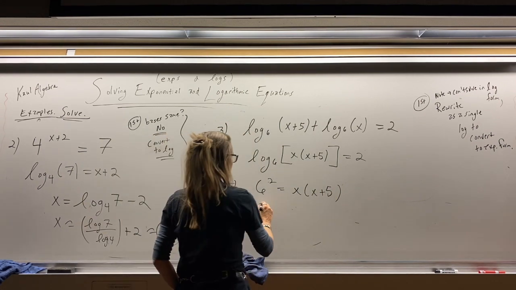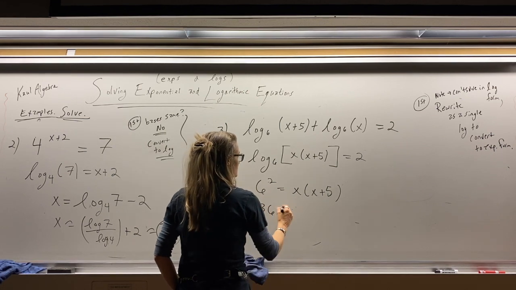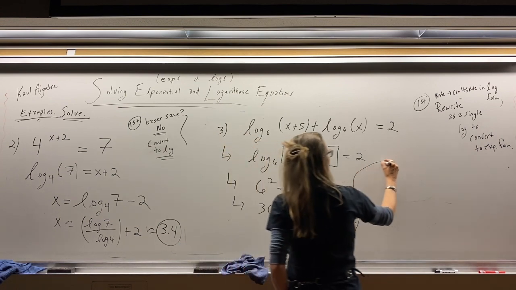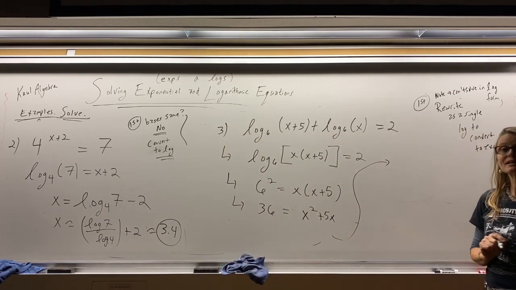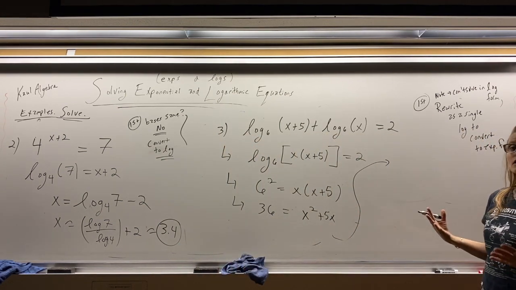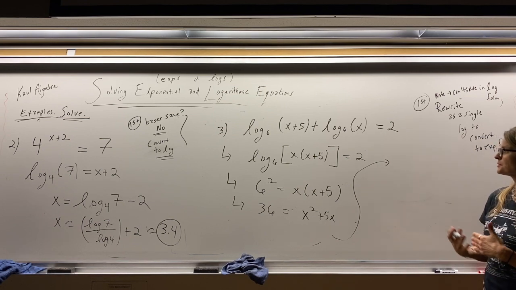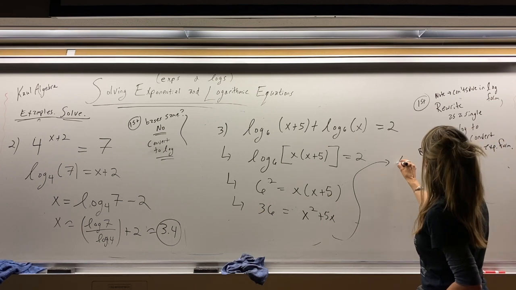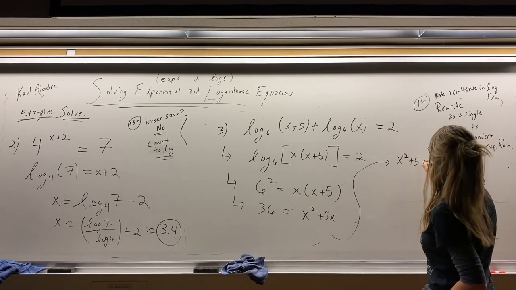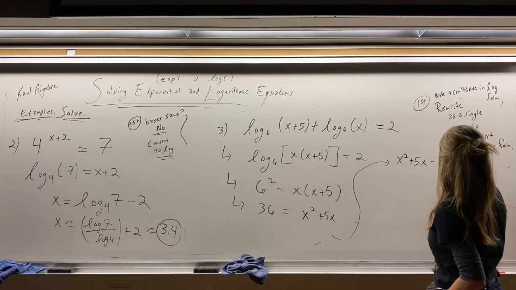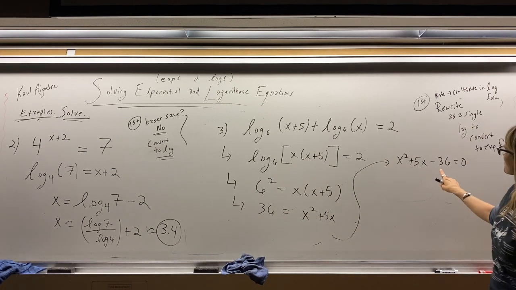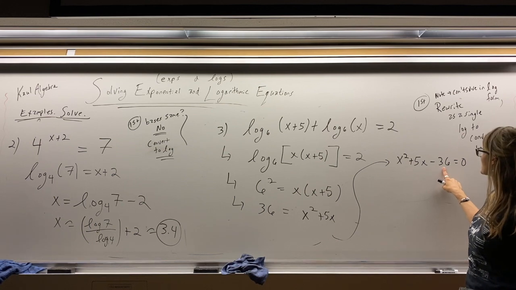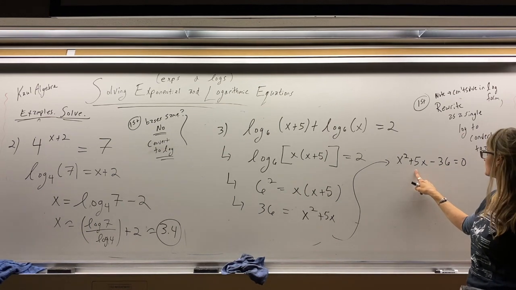This becomes 36 equals x squared plus 5x. And we ended up with an equation that's a quadratic. So we had a log equation that's transformed into a quadratic. So what we have is x squared plus 5x minus 36 equals 0. If I go through this and try to solve it, I want to find the factors that multiply to minus 36 but add to positive 5.